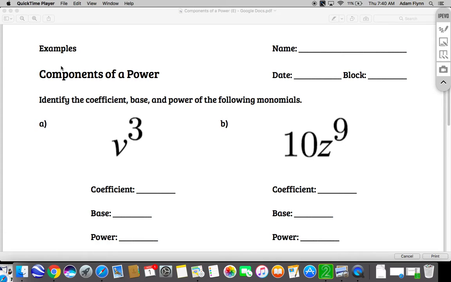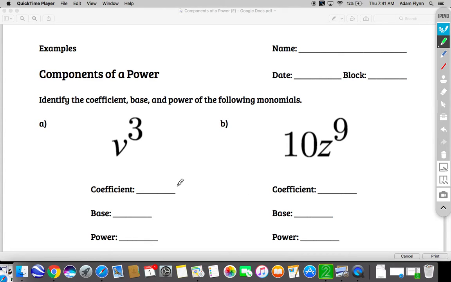This is the example video for components of a power. Our instructions tell us to identify the coefficient, base, and power of the following monomials. So we'll take a look at some different cases here that we might come across.